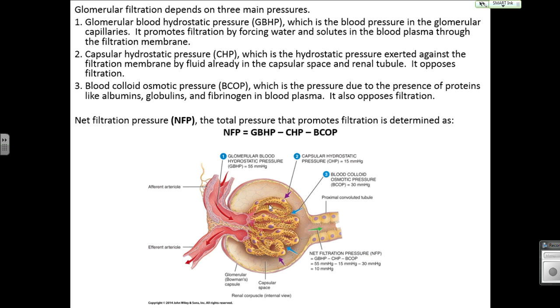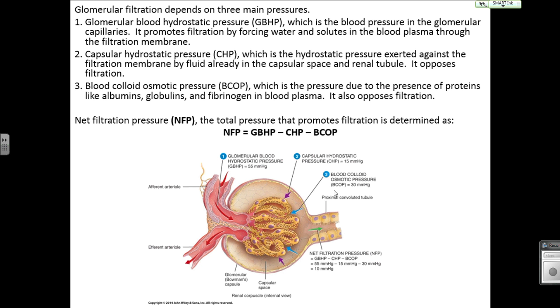That pressure in these blood vessels is called glomerular blood hydrostatic pressure. This pressure is pushing out and therefore promotes filtration. There are also two pressures that oppose filtration, and that's why the arrows are pointing in. We have capsular hydrostatic pressure, which is the pressure inside of the capsule, and then pressure within the blood from the stuff dissolved in it. That helps try to prevent stuff from leaving.